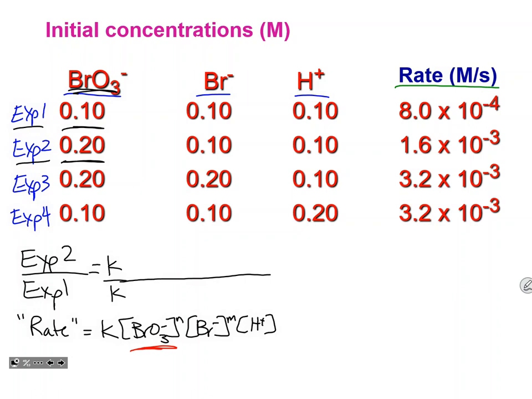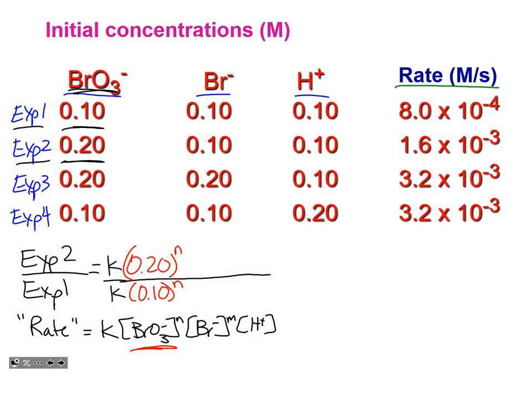The concentration of the bromate for experiment 2 was 0.20 molar, right? And it is raised to some power. We don't know what the power is because we don't know the order of the reactant. In experiment 1, though, the concentration was 0.1, raised to that power, the order of the reactant, which we don't know.